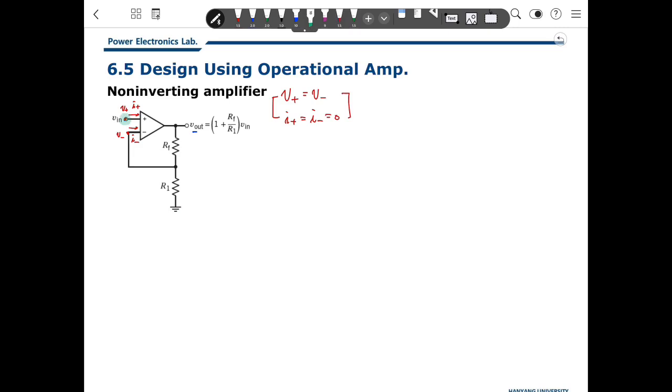At first, we'll try here. Based on the equation, V plus is the Vin. And again, this is V minus. But V minus is a voltage divider, because I minus is 0. So V minus will be R1 divided by R1 plus RF, times Vout.